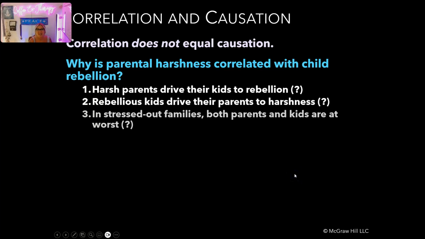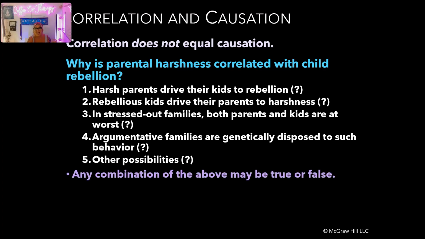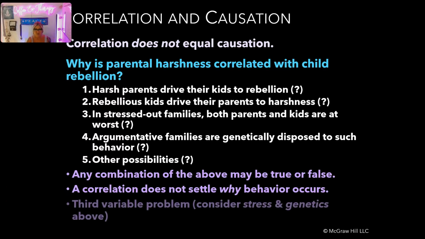I could see that. In stressed out families, both parents and kids are at their worst. I could see that. Argumentative families are genetically disposed to such behavior. We do see that in biology, so that could be a reason as well. That these all could correlate. What other possibilities might you think of? Doesn't matter. Any combination of the above may be true, may be false. That's what correlation is. A correlation does not settle why behavior occurs. Third variable problem, consider stress and genetics.